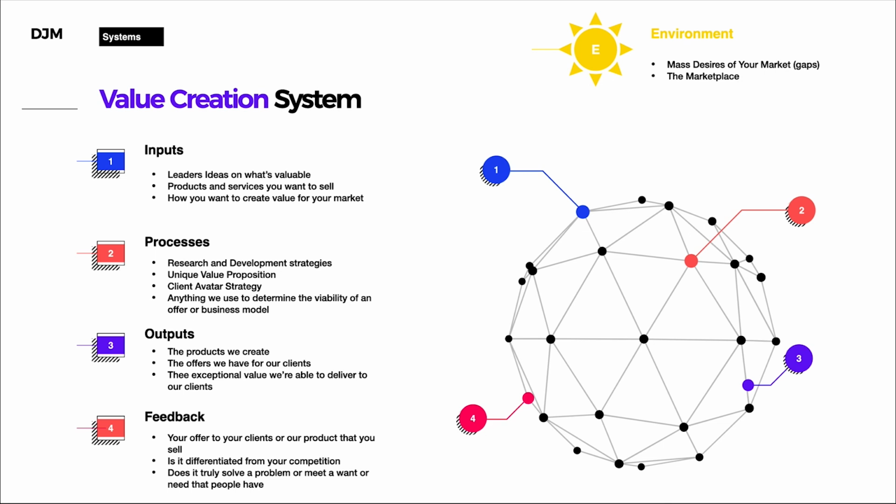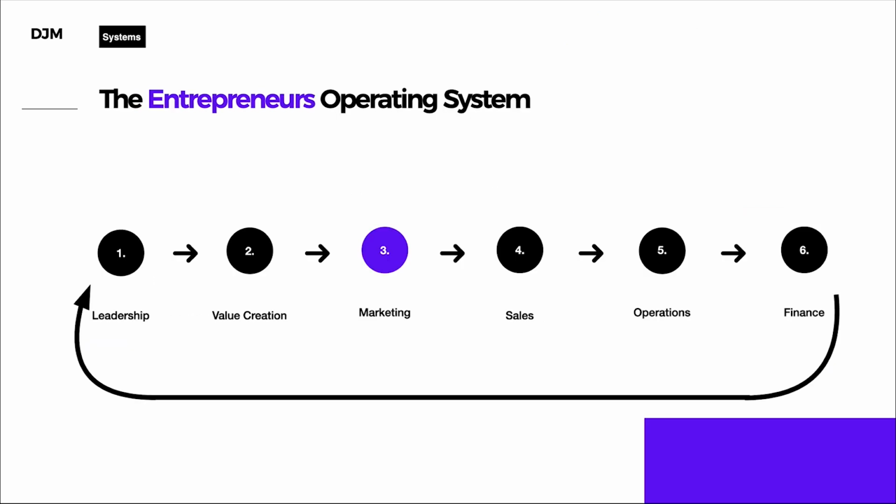And the feedback is your offer to your clients or the product that you sell, understanding whether or not it's differentiated from your competition, and whether or not it truly meets a problem or a want that people have. And you get this by creating something, getting feedback on it, and then seeing if it sells or it doesn't sell, or if it's wanted or if it's not wanted by the mass market. And then the third part that the value creation feeds into is marketing. And this is where we're going to be spending the most time in this course.